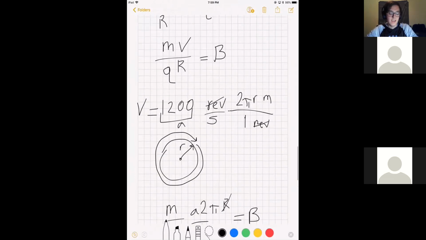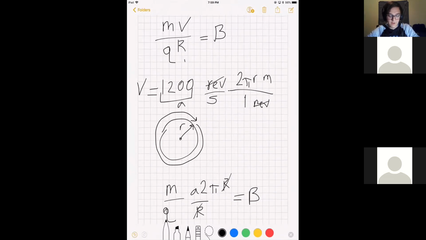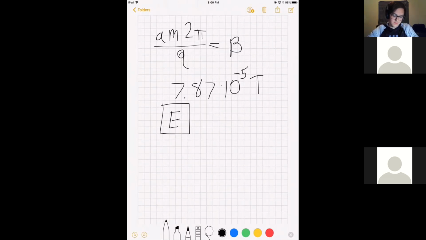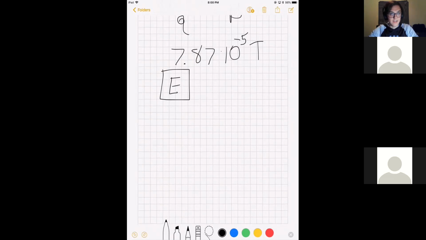Because we needed this V. If we had plugged in V equals 1200, we would have gotten the wrong answer. And we would have had this R here that we don't know how to deal with. So you need to make sure that you account for that. So you need to be careful and use units to guide your thinking, right? You want B, units of Teslas. So Teslas require SI units on the other side. Revolutions per second are not SI units. Meters per second are. So convert revolutions to meters. So that's the idea here.